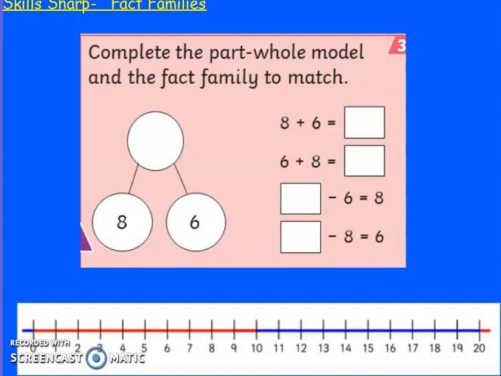For our skills sharp this morning, we're looking at fact families. The question asks you to complete the part-whole model and the fact family to match. You can see we've got a part-whole model here with a question. We've got 8 add 6. Can you work that out brain only? If not, you could use the number line, put a dot on 8 and count on 6 more. Count with me. 1, 2, 3, 4, 5, 6. 8 add 6 equals 14. Using this information, can you fill out this fact family in your book? Pause the video and press play when you've got your answers.